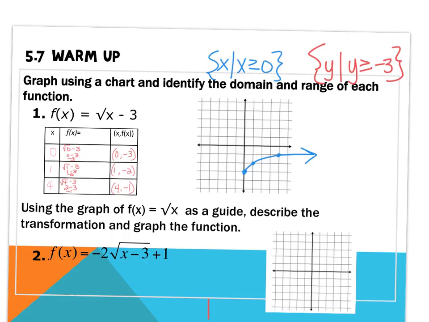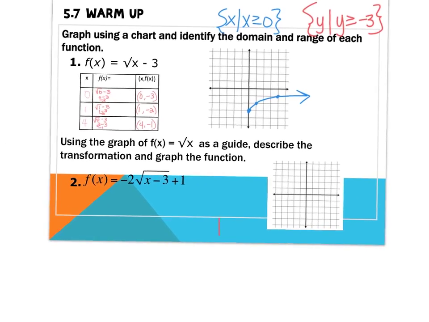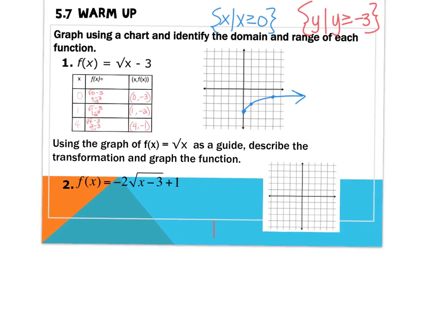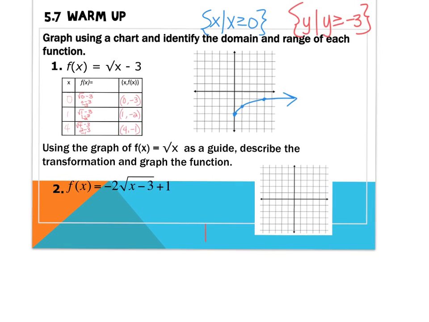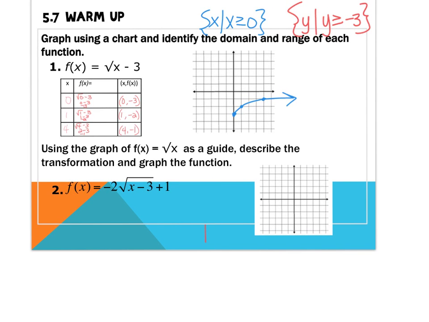All right, so then the bottom, or number 2, says use the graph of f of x equals the square root of x as the guide and describe the transformation and the graph of the function. So we know the parent function would start at 0 and it would point up and to the right. What's the negative on the front of that 2 do? Flip it. Flips it where? Across the x. It flips it over the x. So it's going to flip it so that it's upside down, right? If it's inside, it flips it left or over the y.